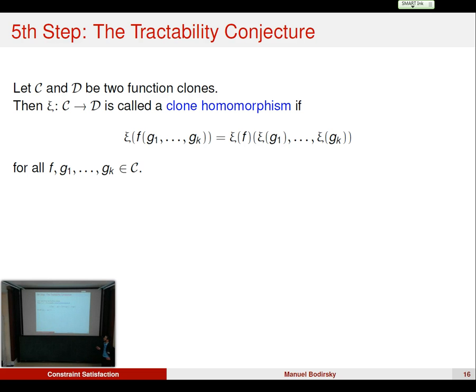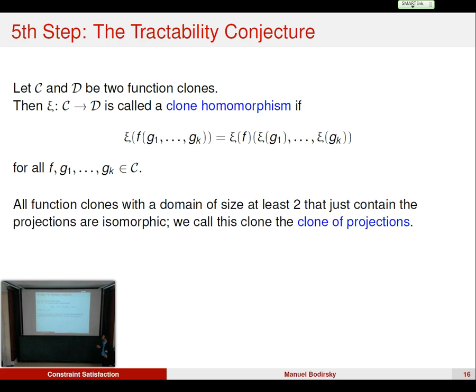Suppose I have two function clones, two sets of functions that are closed under composition and contain the projections. I say that a function from C to D is called a clone homomorphism if the projections go to the projections. Probably I forgot to write this here: the projections have to be mapped to the projections. And it also has to satisfy this identity for all functions in C.